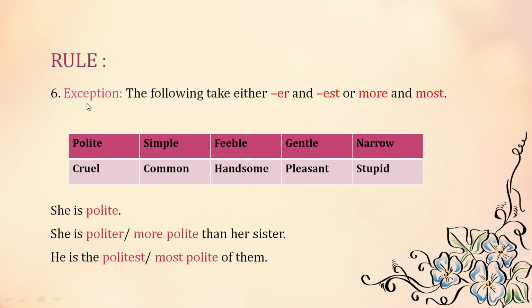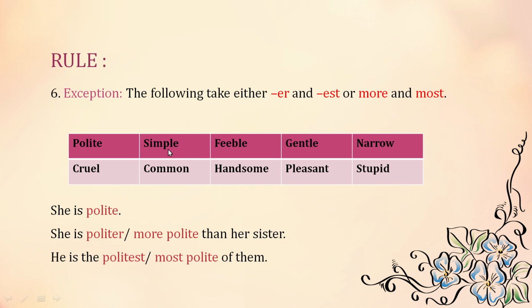Rule number 6, it's an exception. The following take either er and est or more and most. They can have both er and est or more and most. Let's take the examples. Polite. For the word polite, the different degrees will be: she is polite. She is politer than her sister. She is the politest of them. Or it can take more and most also. She is polite. She is more polite than her sister. She is the most polite of them.